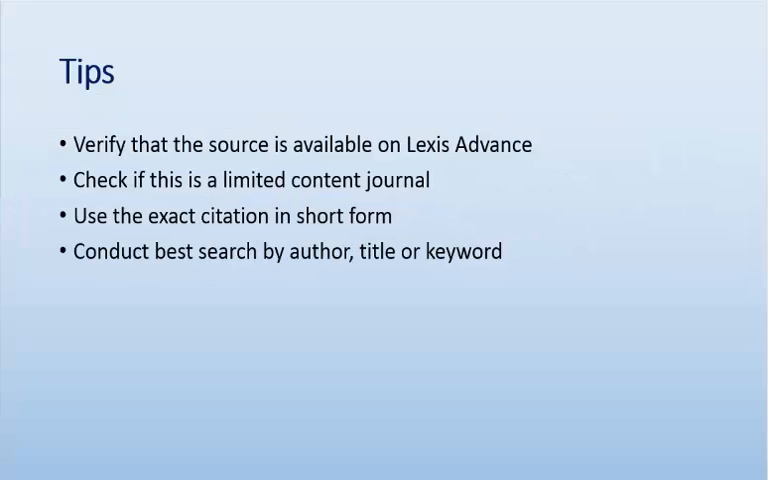As you see, there are some steps you can take to verify whether your article is available. You should verify that the source is on Lexis Advance. Additionally, you should check if your article is in a limited content journal, meaning that perhaps that journal is available, but it doesn't cover the article's publication date. We will also cover some search tips about searching for articles using short-form citations and how to conduct the best search by author, title, or keyword.